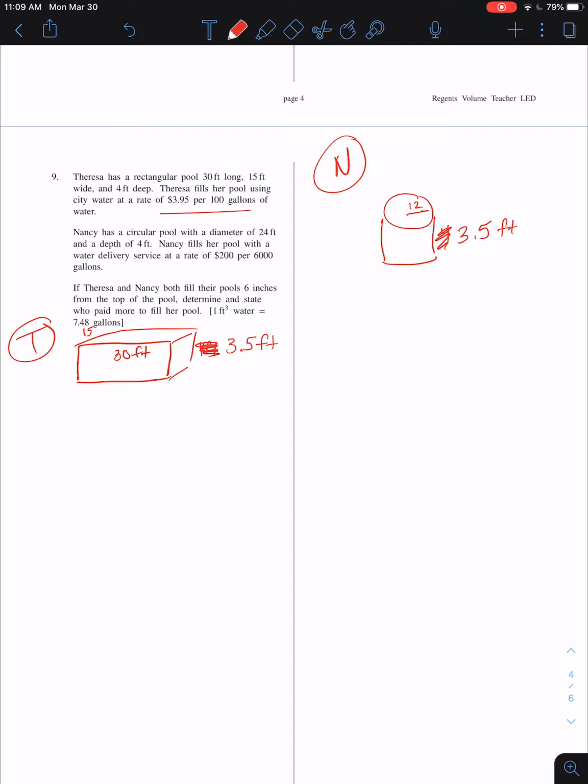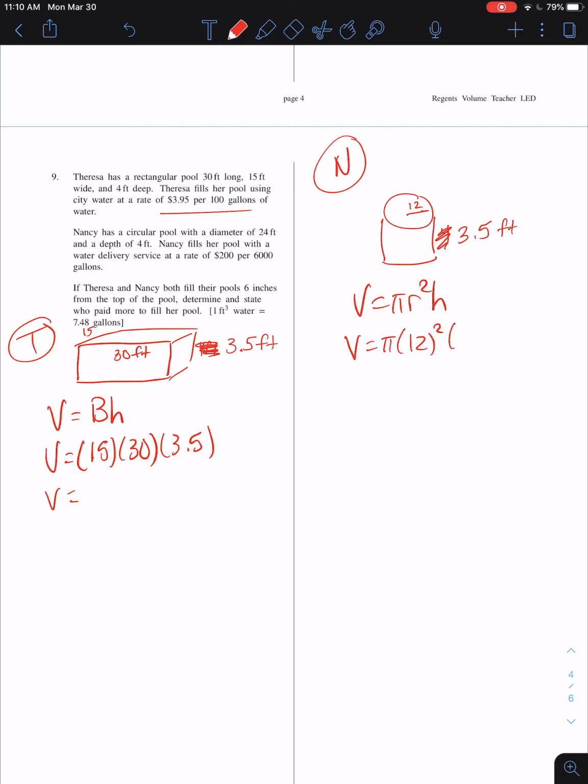So the first thing we need to do is find the volume. Then we can figure out the cost to fill up their specific pool. Okay, so volume here is going to be B times H. For us, the B is going to be 15 times 30 times 3.5. Here we're going to get volume equals pi r squared h. So for us, volume is pi. Remember, I already took that 12 and 24 and made it a 12 because they gave me the diameter for Nancy's pool. So I already corrected for that. We're going to plug each of these into a calculator and see what we've got.